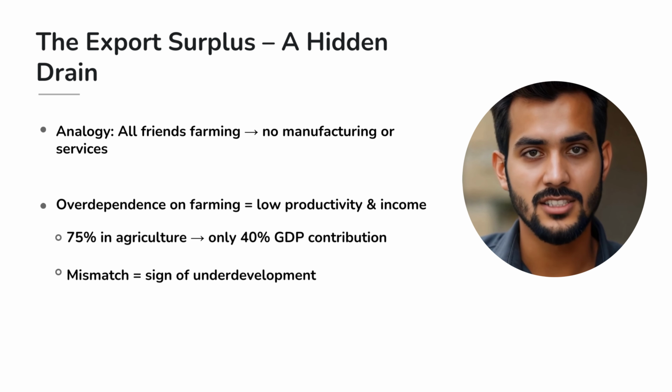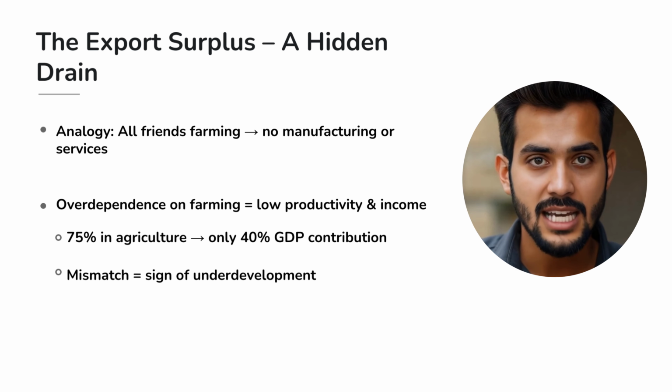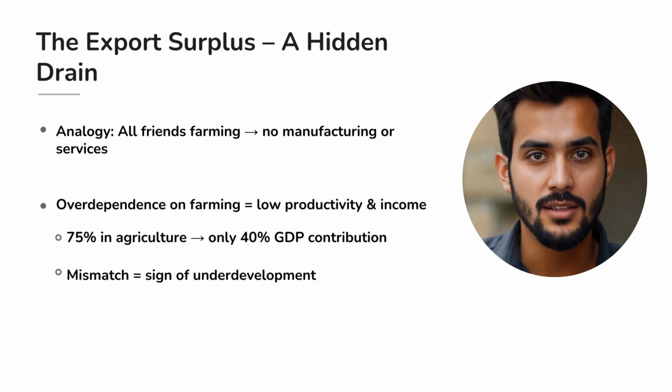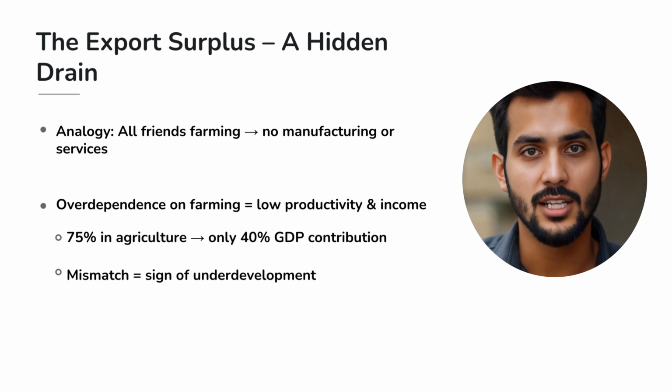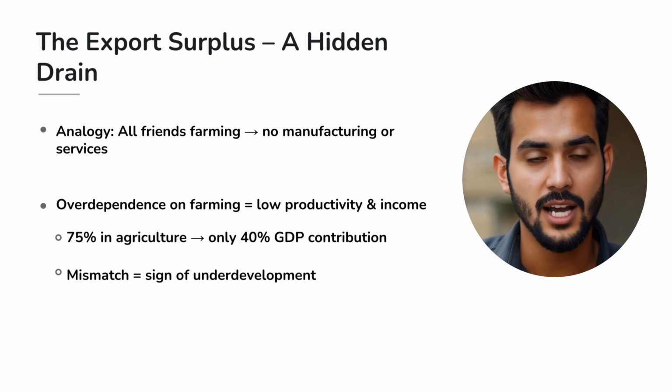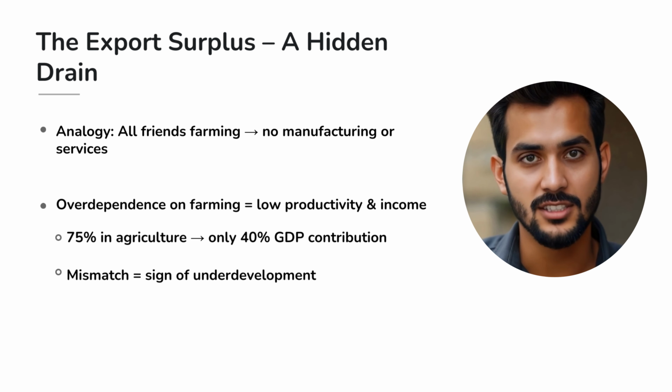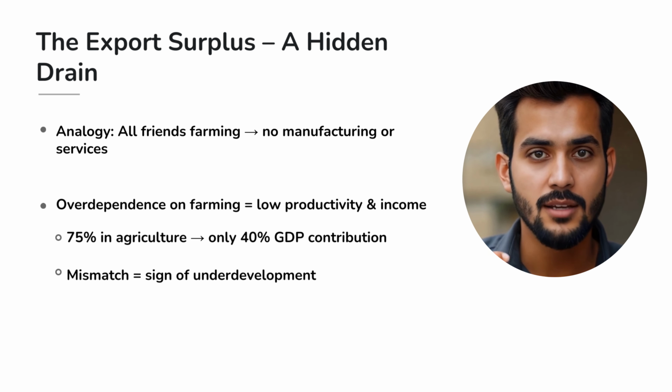Let's interpret this. If 75% of people work in agriculture, but agriculture contributes only, say, 40% to GDP, then per worker productivity is very low. This mismatch between employment and output is a sign of an underdeveloped economy.